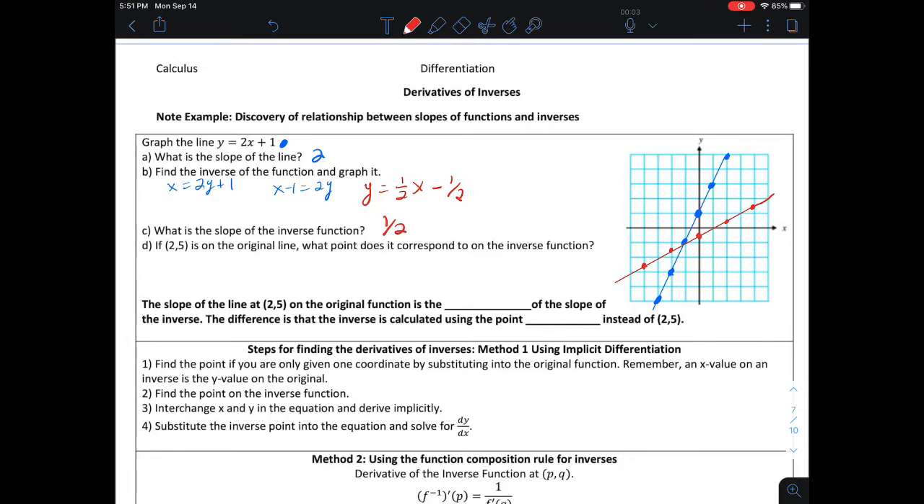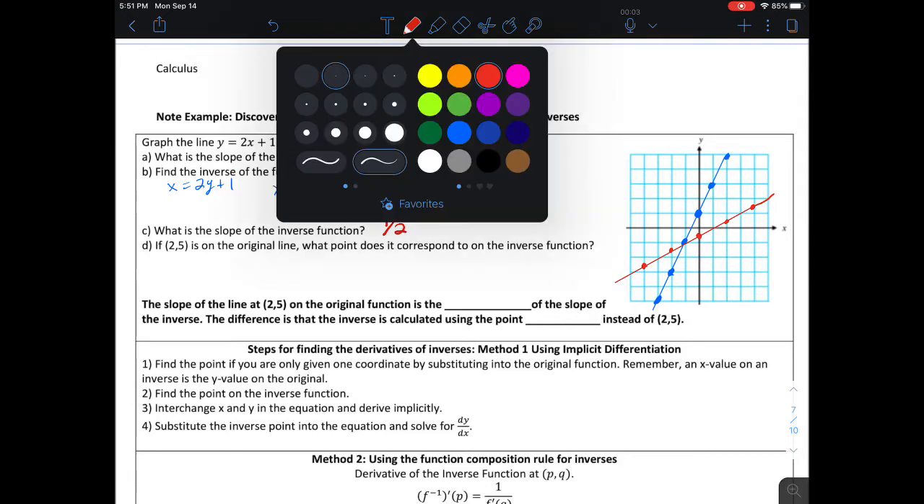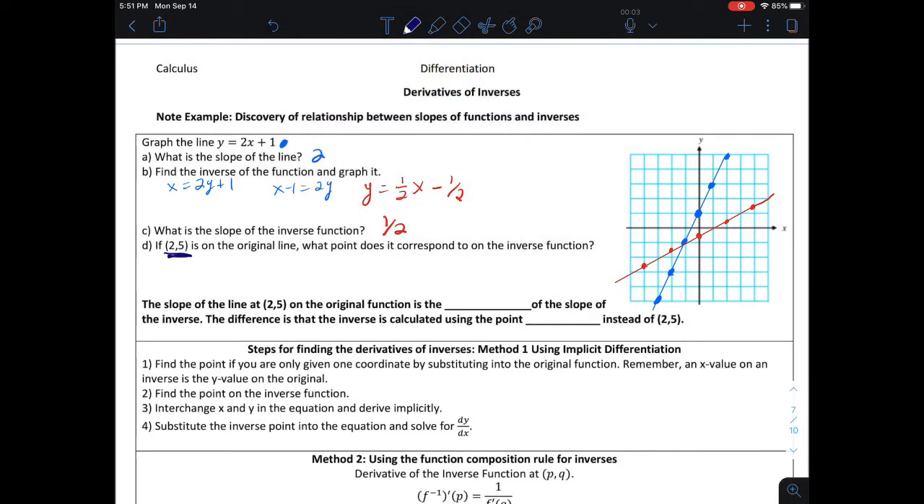Now part D, if the point 2,5 is on the original line, which is here, so 2, 5. What point does this correspond to on the inverse function? Well, through the process of swapping x's and y's to find the inverse, the same thing happens with the coordinates. So it should be the coordinate 5, 2, which would be right there. So the point 5, 2 should be on that inverse function, which it is.